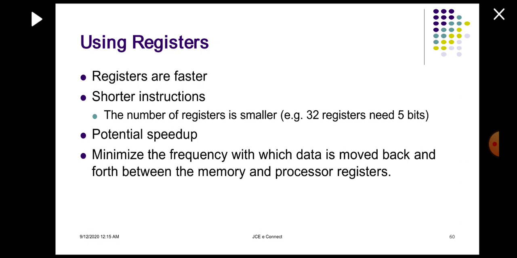Potential speed up: it minimizes the frequency with which data is moved back and forth between the memory, the processor, and the registers. When I say operand, it means data. For example, A plus B, I want to add and store it in R1. If A data is available in the accumulator and B data is available in the register, and I store the result in R1, for this operation I did not have to fetch from the memory, because all the data is available in the vicinity of the processor. It doesn't have to go to memory. This obviously will speed up the processing speed.